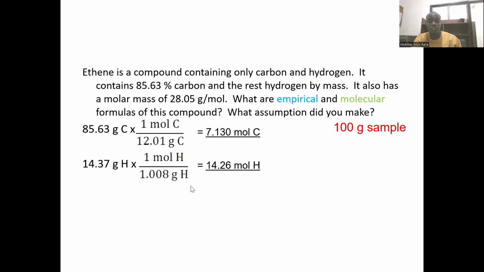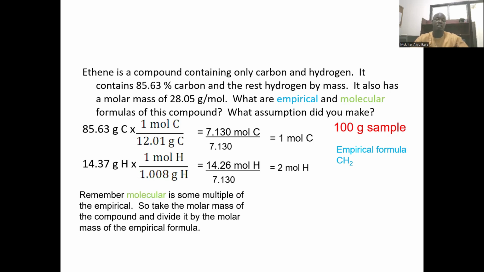So which one is the smallest? Is that of carbon, because it's 7.130. So we have to divide it through. So for the first one, we divided by 7.130, and then for the second one, we also divide 14.26 by 7.130, which gives 2. So at the end for the carbon, the ratio or the mole is 1 mole of carbon and then 2 mole of hydrogen. So we have the empirical formula to be CH2.